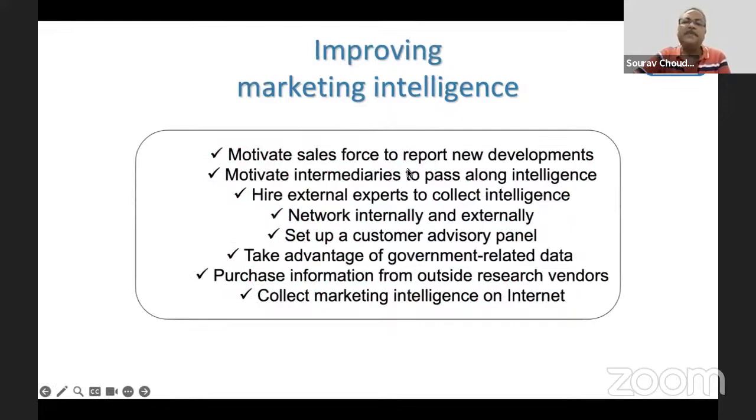Improving marketing intelligence is to motivate sales force to report new developments. Sales team are the eyes and ears of the company. They are in the market. Correct. Throughout the day, they are in the market.